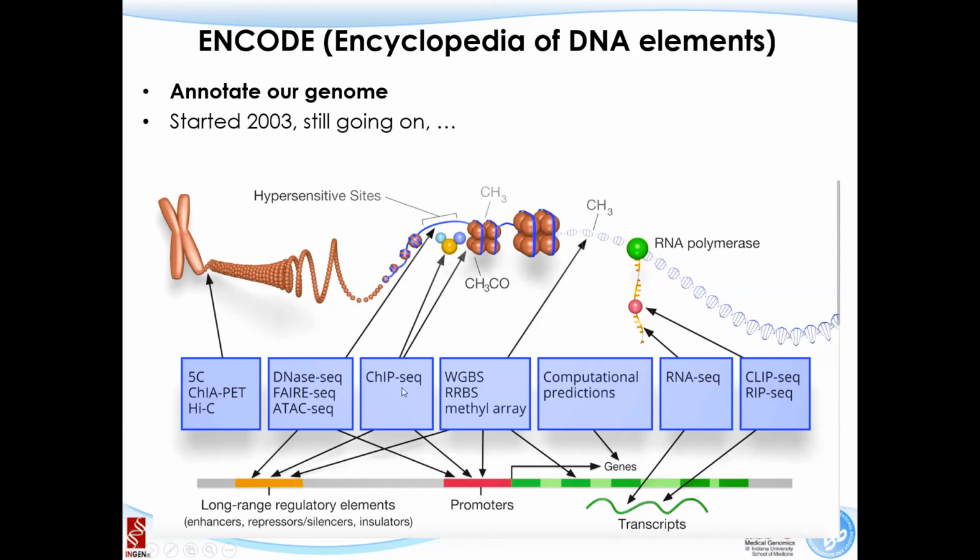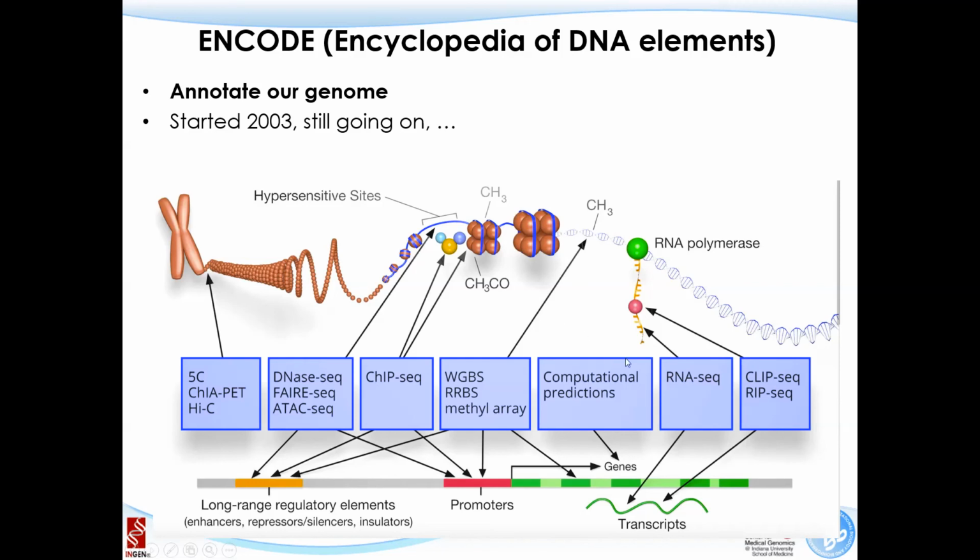ChIP-seq to study individual histone markers and the transcription factors. And whole genome bisulfite sequencing, reduced representation bisulfite sequencing, RBS, or methylation arrays, to understand the methylation signals. And the RNA sequencing identifies which part of chromatin is being opened and transcribed. And then CLIP-seq or RIP-seq is trying to identify the RNA binding proteins.